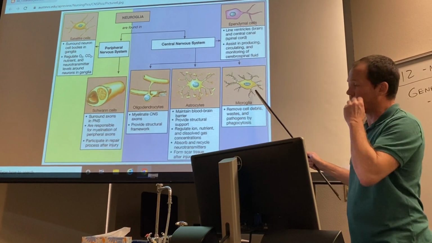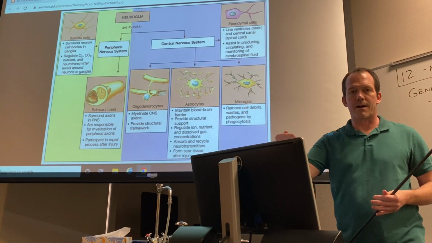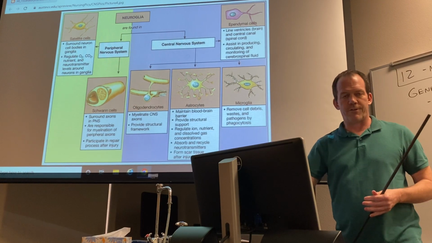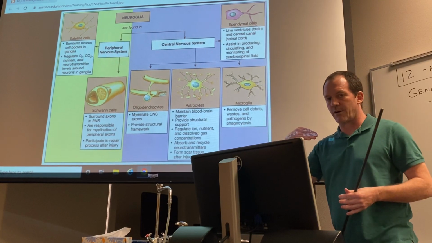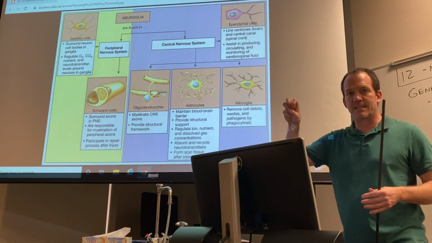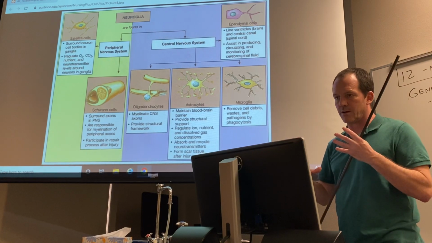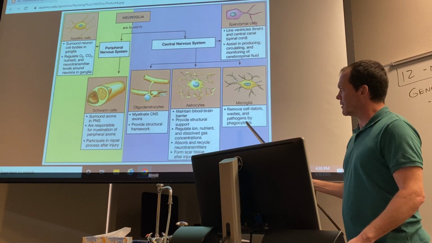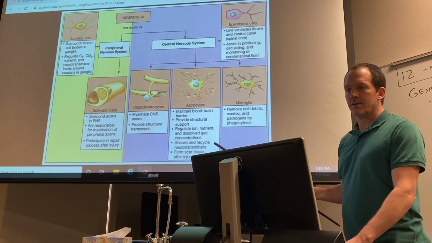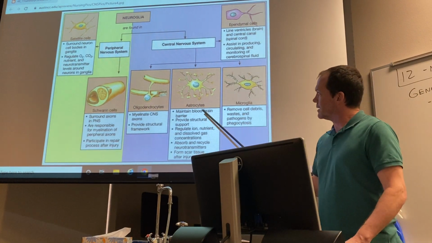Microglia, these are phagocytes. So microglia are basically a highly modified macrophage, which is itself a highly modified monocyte. So it's basically just a phagocytic cell that swims around your brain, around your nervous tissue, and if you get an infection, they're there to help remove it.